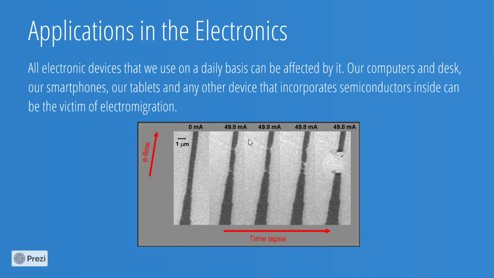Applications in electronics. All electronic devices that we use on a daily basis can be affected by it. All computers and desktops, smartphones or tablets, and any other device that incorporates semiconductors inside can be a victim of electromigration.